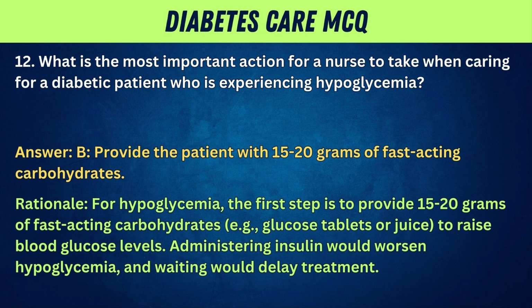Rationale: for hypoglycemia, the first step is to provide 15 to 20 grams of fast-acting carbohydrates, e.g., glucose tablets or juice, to raise blood glucose levels. Administering insulin would worsen hypoglycemia, and waiting would delay treatment.